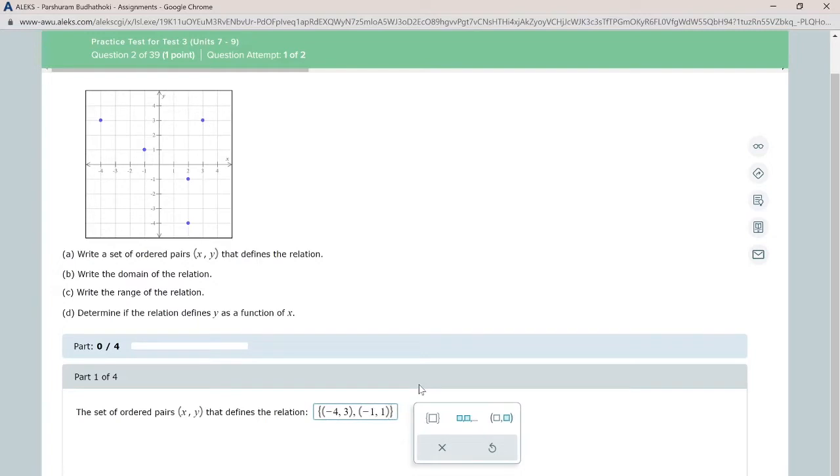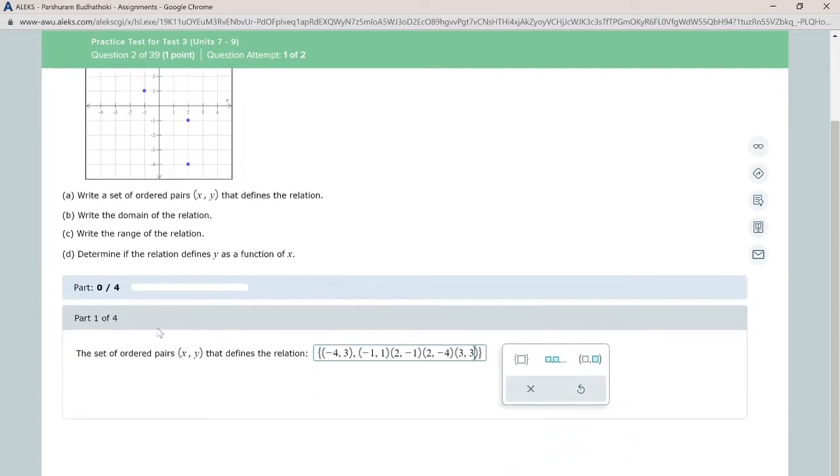Third point, and then there are 4 points. I'm going to just use this parenthesis, fifth point. So how many points are there? 1, 2, 3, 4, 5. I'm going to write down the coordinate for the third point, which is 2 comma -1, which is this point I'm talking about. And again, for the same x value, there is a y value -4. And finally the last one is 3 comma +3. So this is the set of ordered pairs.